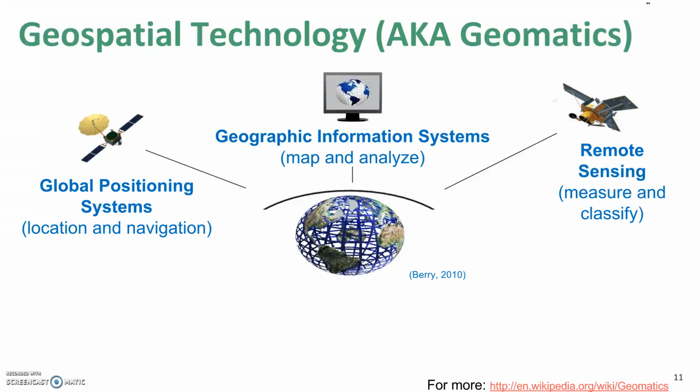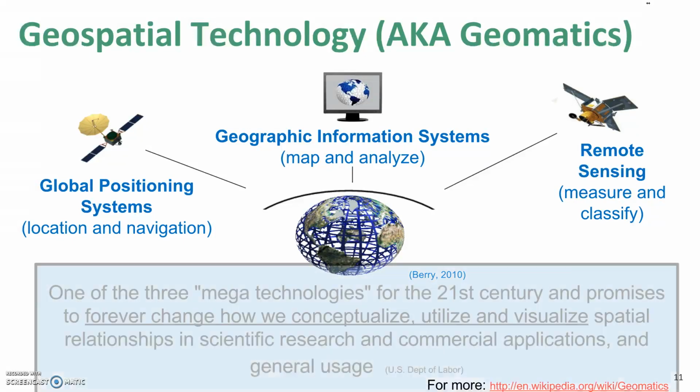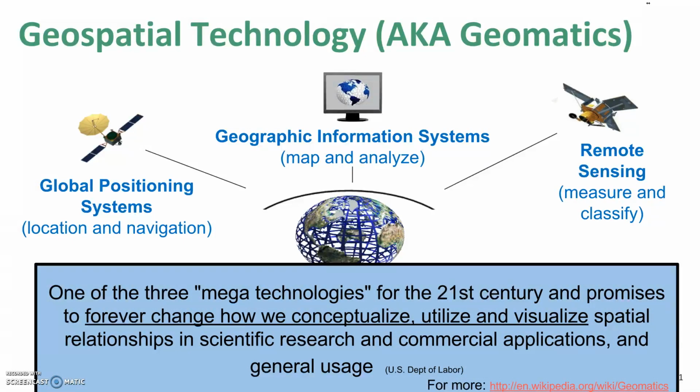Once we can take those pieces of information together and manage, manipulate, and disseminate them with a geographic information system, what we get is geospatial technology, which is being heralded as one of the three mega technologies for the 21st century. So alongside nanotechnology and biotechnology, the promise of this technology, and I think this is something we're seeing right now, is that it's changing the way that we govern, the way that we operate in terms of commercial business, and how we live our everyday lives.